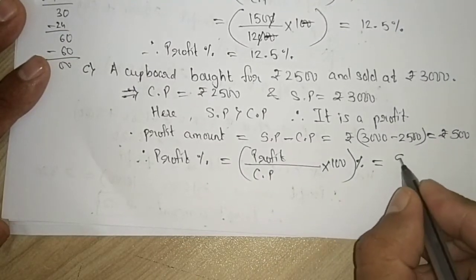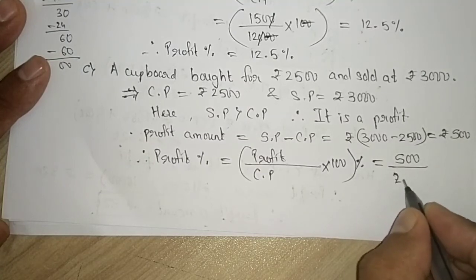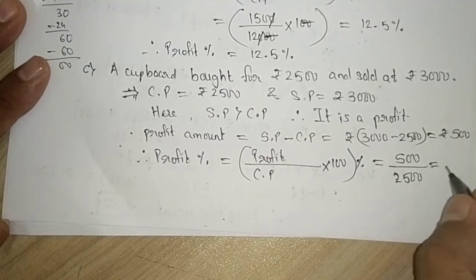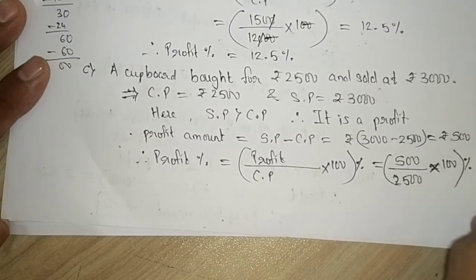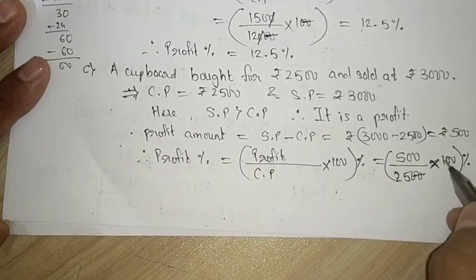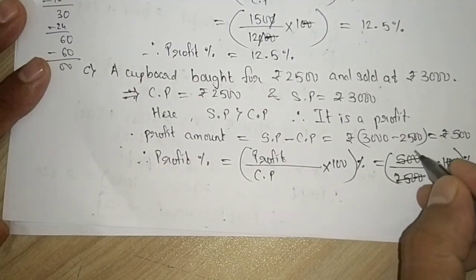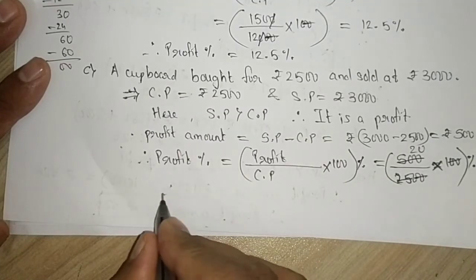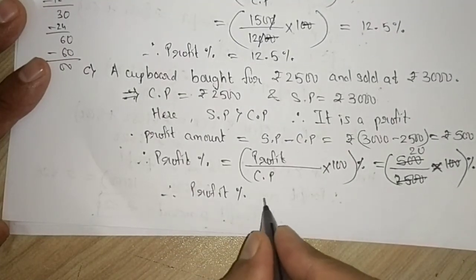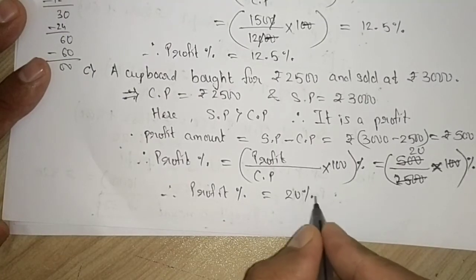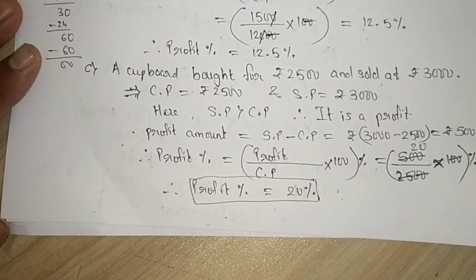Profit is how much? 500 divided by cost price, 2,500, multiply by 100 will give me the percentage. 2 zeros and 2 zeros will cancel out. 25 20s are 500. So therefore profit percentage is equal to 20%. Hope you are getting it.